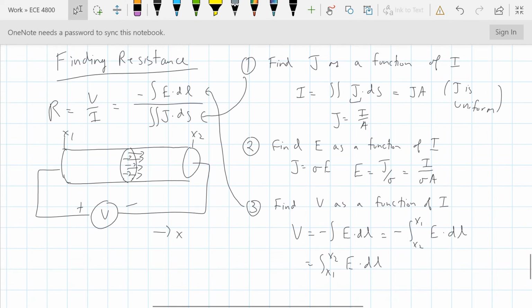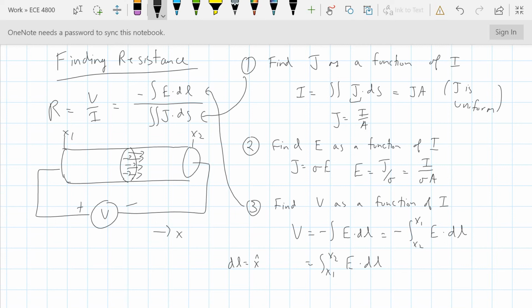All right, now what is dl in this case? dl equals x hat dx. Remember, dl just depends on what coordinate system you're in. In the Cartesian coordinate system, it's dx times x hat, dy times y hat, dz times z hat. Is it in the negative x? No. The negative has already been taken into account by the limits of integration.